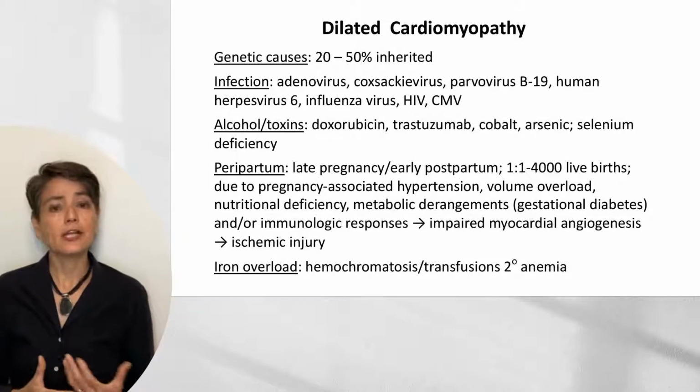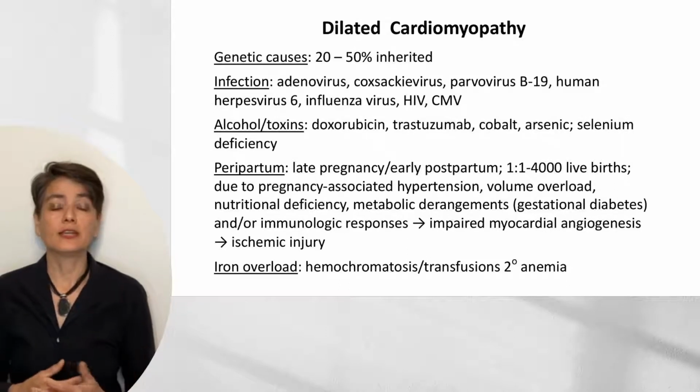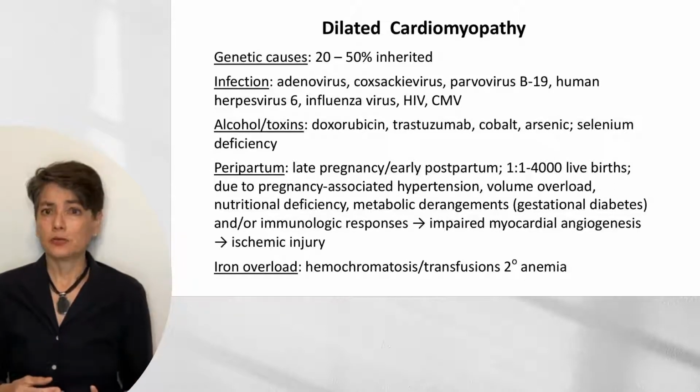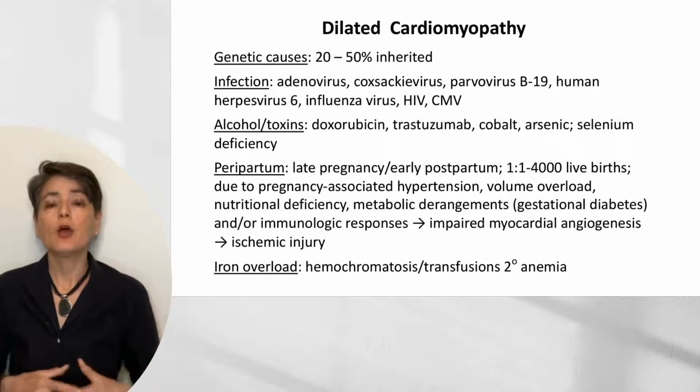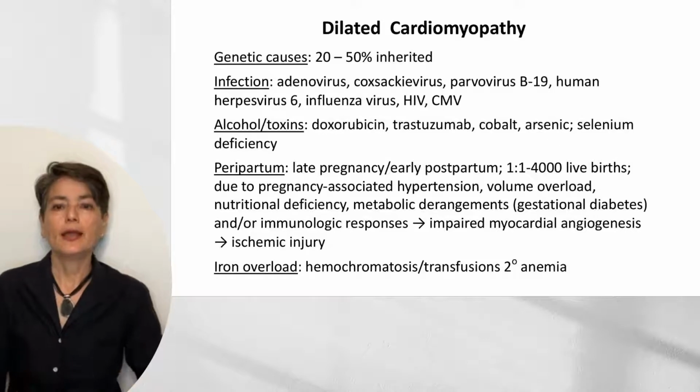It's probably a combination of factors, including pregnancy-associated hypertension, volume overload of pregnancy, nutritional deficiency, metabolic derangements like gestational diabetes, and/or immunologic responses. All of these can contribute to impaired myocardial angiogenesis, which will lead to ischemic injury, which will then lead to dilation. And finally, we need to be aware of iron overload, which we can see in hereditary hemochromatosis or secondary to transfusions, which are given because of anemia.